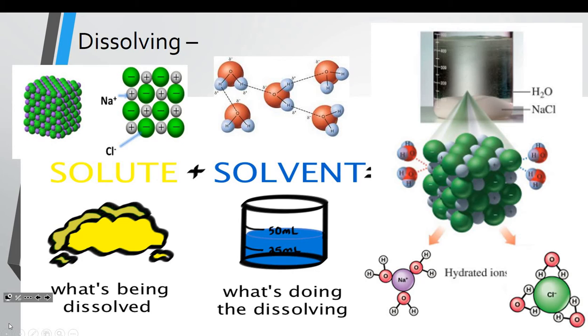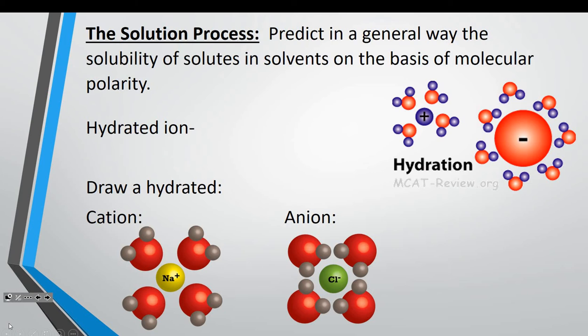You'll notice that the oxygen on the water is attracted to the sodium ions because that side of the water molecule is negative. And the positive side of the water molecule, which is a hydrogen, is attracted to the chlorine ion because it's negative. And that's how it's pulled into solution or solvated. Okay? So we have hydration. And hydration is putting water molecules around each of those ions.